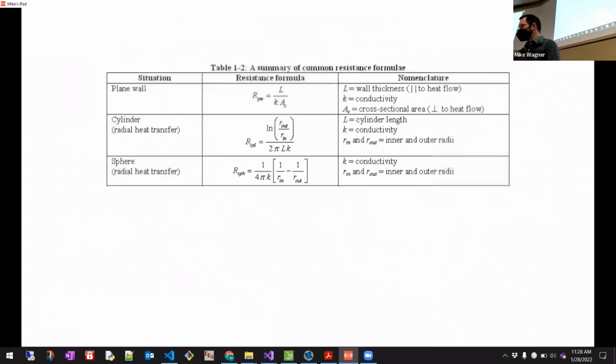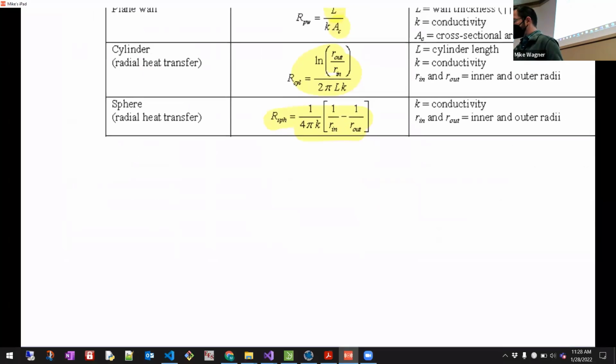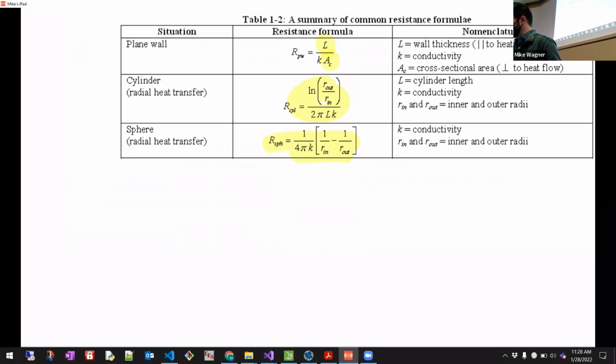We can move on and look at other geometries, right? We looked at cylindrical. If you have a plane wall, the plane wall resistance would be L over K AC. Here's our cylindrical solution here. If you have a sphere, this is what it would be. People often get tripped up on these things, so L and AC, especially for plane wall. So let's draw what those are real quick.